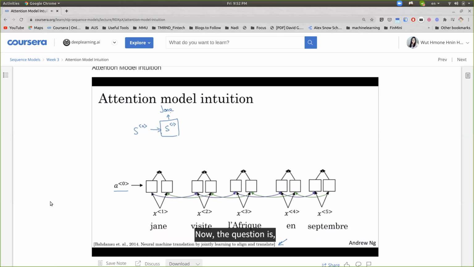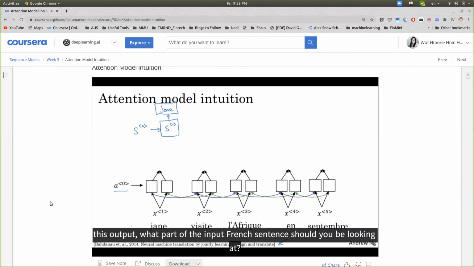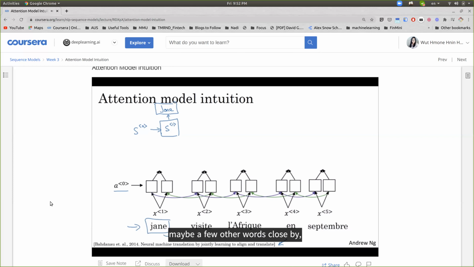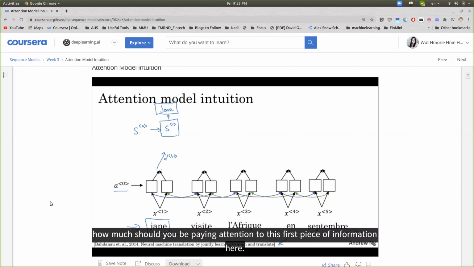Now, the question is, when you're trying to generate this first word, this output, what part of the input French sentence should you be looking at? Seems like you should be looking primarily at this first word, maybe at a few other words close by, but you don't need to be looking way at the end of the sentence. So what the attention model will be computing is a set of attention weights, and we're going to use alpha 1,1 to denote when you're generating the first word, how much should you be paying attention to this first piece of information here.